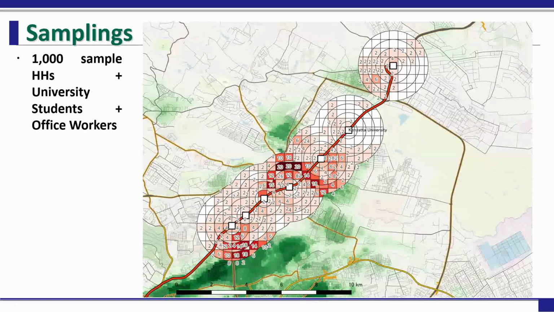Then along the BRT corridor, within 2 kilometers from BRT line 2, nearly 1,000 sample households, university students, and office workers were surveyed.